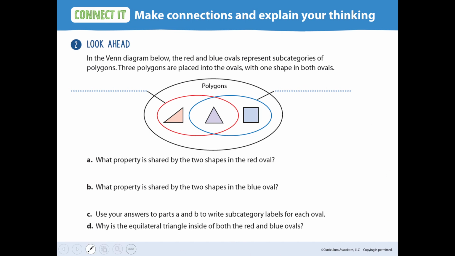Why is the equilateral triangle inside of both the red and the blue ovals? An equilateral triangle is both a triangle and it has 3 sides of equal length.